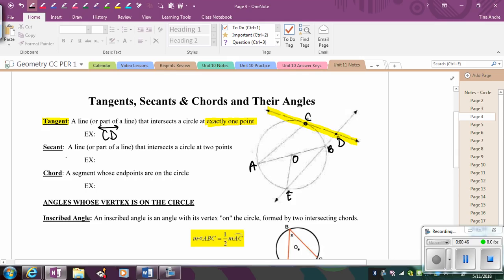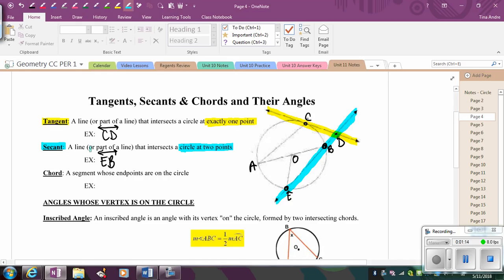The next segment or line to talk about is a secant. A secant is a line or part of a line that intersects a circle in 2 points. So if we look at the example of that, that would be this blue line because that's intersecting the circle at point B and at point E. So line EB would be a secant.